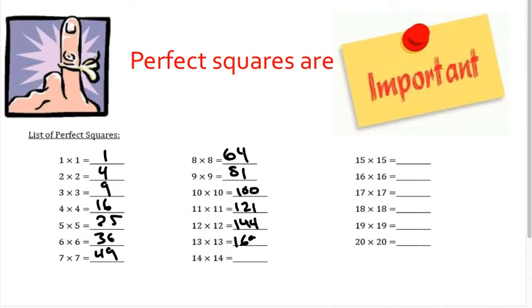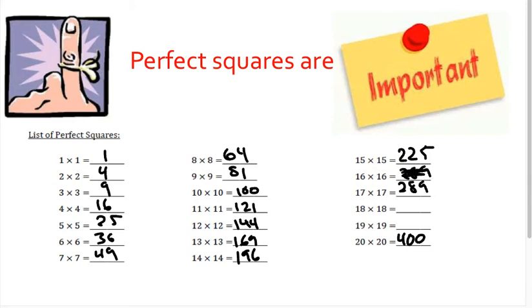144, 169, 196. 15 squared is 225. 16 squared is 289. 20 times 20 is 400. 17 squared is a little bit tougher to figure out, but you guys should know this. 17 squared, 18 squared, 19 squared are by far the hardest ones to remember. So 17 squared is going to be 289.